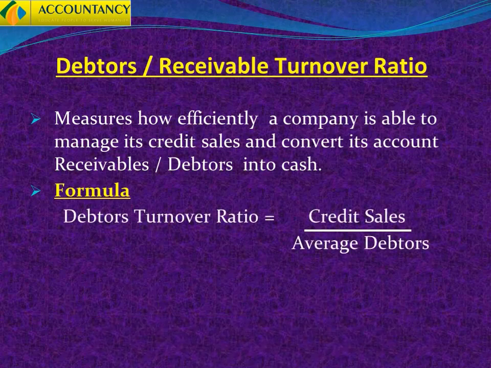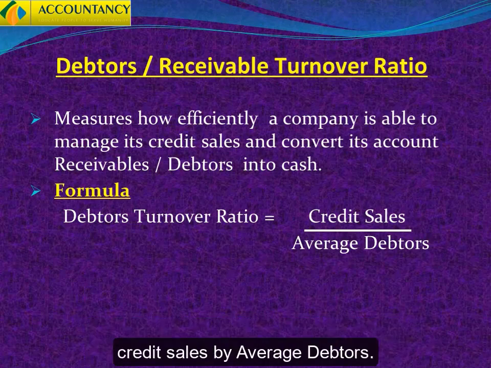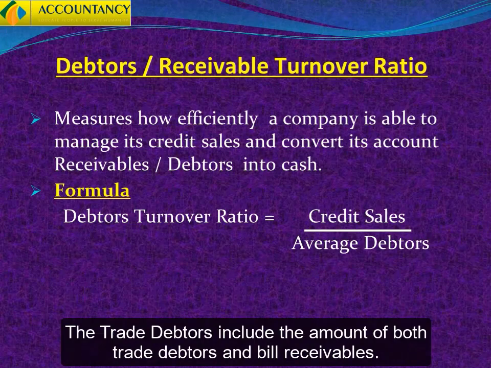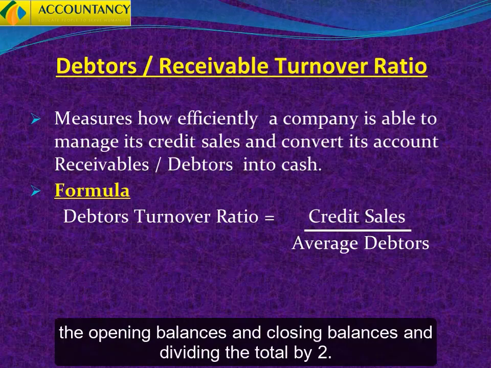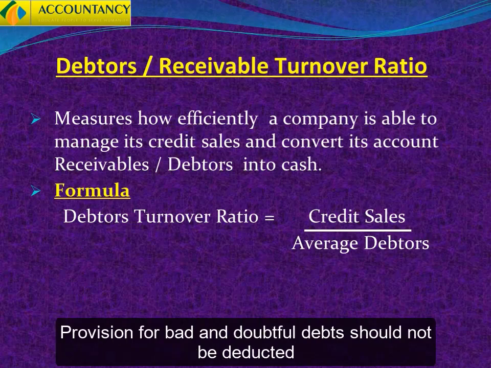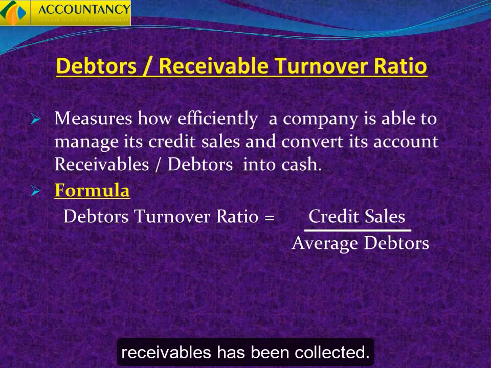Debtors turnover ratio is equal to credit sales divided by average debtors. Debtors turnover ratio is calculated by dividing the credit sales by average debtors. The trade debtors include the amount of both trade debtors and bill receivables. Average receivables will be calculated by adding the opening balances and closing balances and dividing the total by 2. Provision for bad and doubtful debts should not be deducted because it may give an impression that some amount of receivables has been collected.